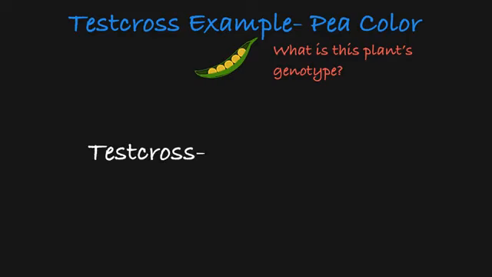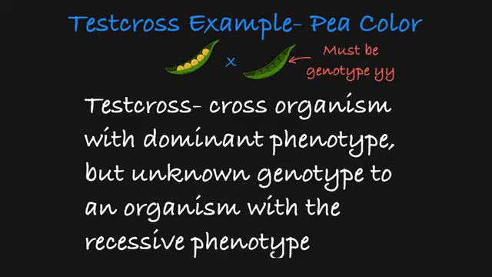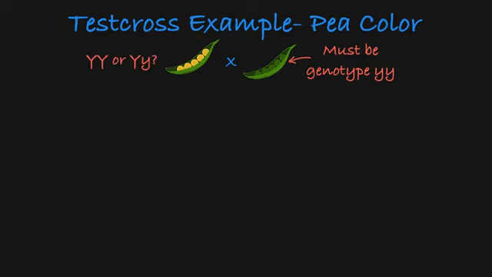In a test cross, you cross an organism with a dominant phenotype to an organism with a recessive phenotype. The resulting offspring will tell you everything you need to know about the genotype of the parent with the dominant phenotype. In this case, we are unsure if this yellow pea parent is homozygous dominant or heterozygous.